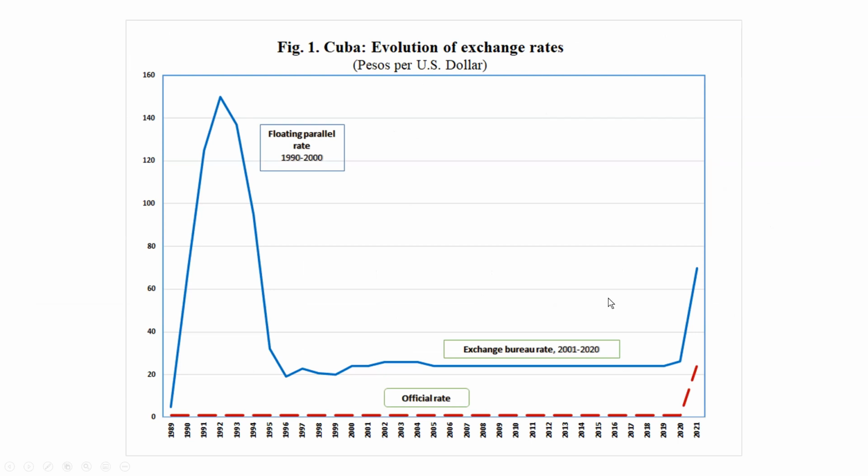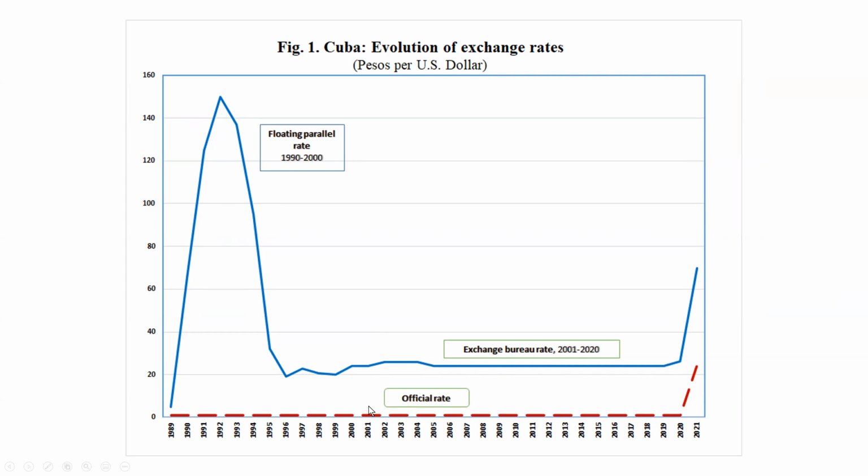Let's see how it has evolved over time. You see on top the blue line is the floating parallel rate, which during the so-called special period shows enormous volatility. It depreciates sharply at the beginning of the period, and then it appreciates almost as sharply later on when the stabilization program is involved. It then wiggles around a little bit, but beginning in 2002, this rate is basically unchanged until 2020.